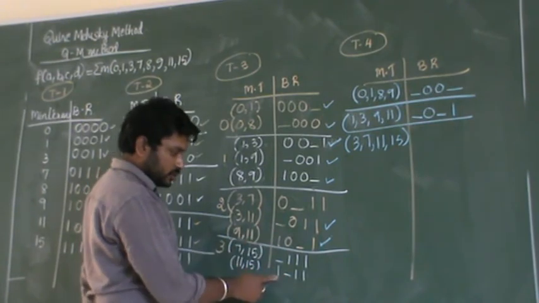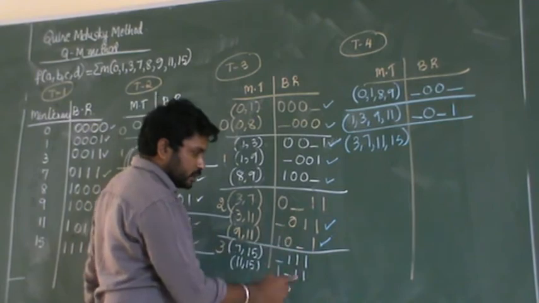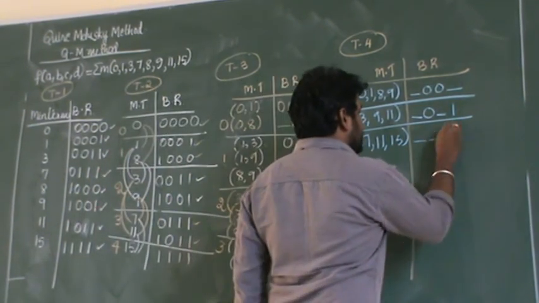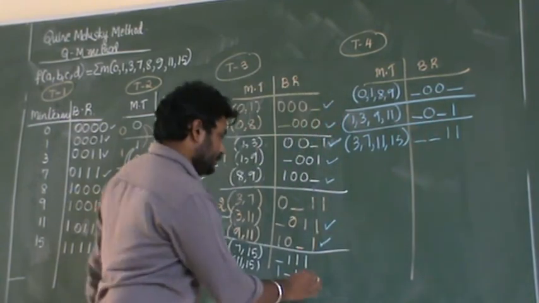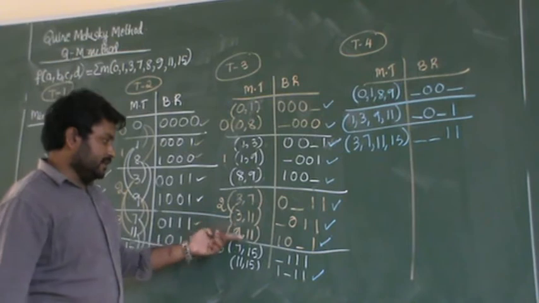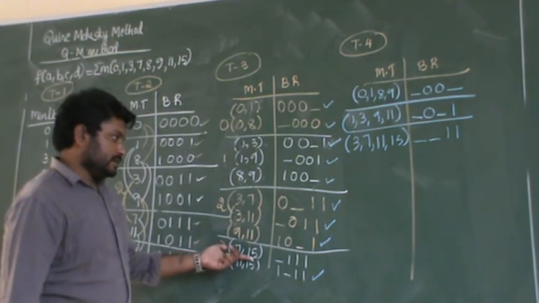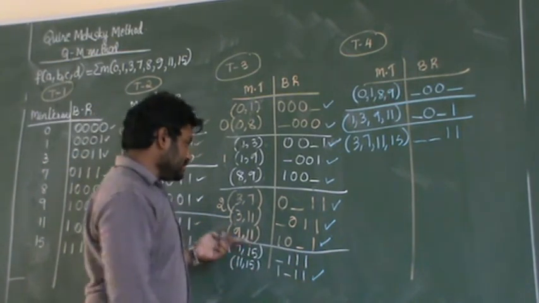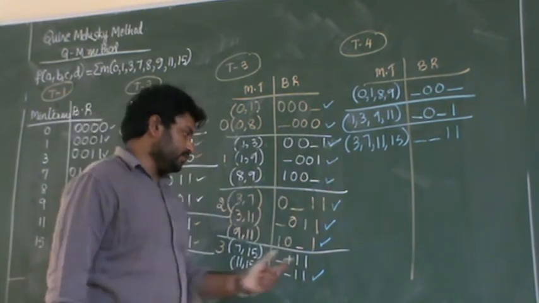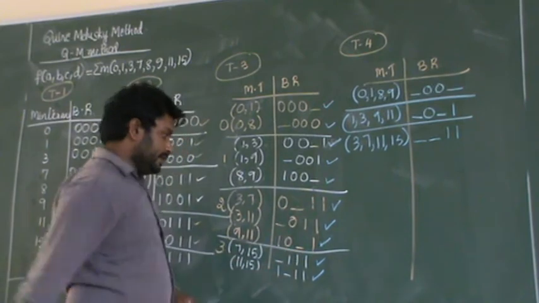So 0 is getting changed to 1. Dash is dash, 1 is 1. So therefore I can write it as dash dash 1 1, and I can put a tick mark for this. Okay. Next, 3, 11 with 7, 15, is it possible? Yes. It is possible, but it's already written, so there is no need to do it again.